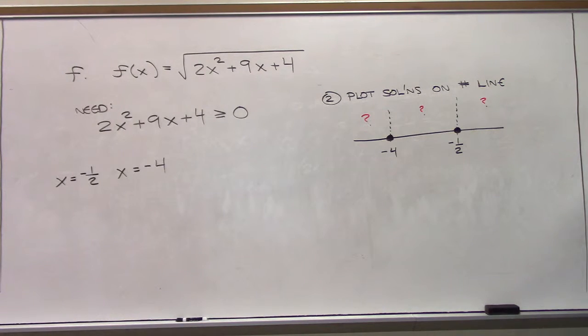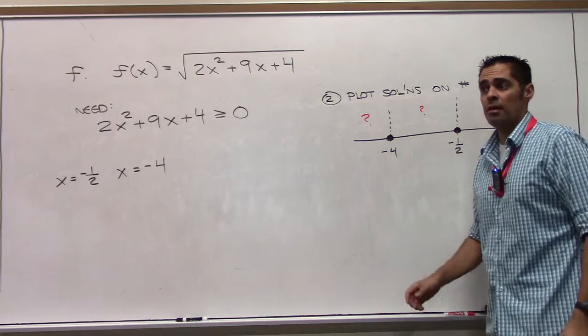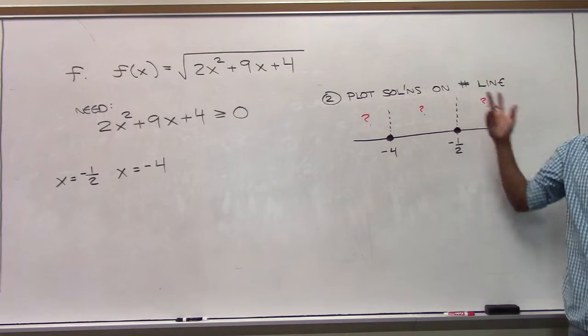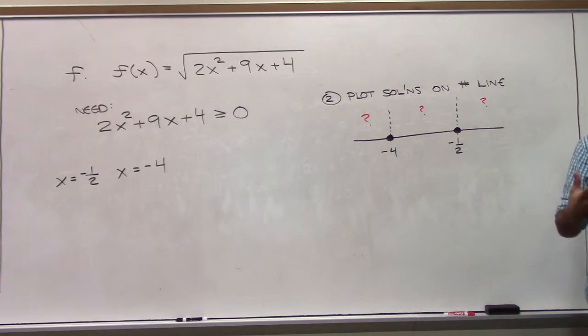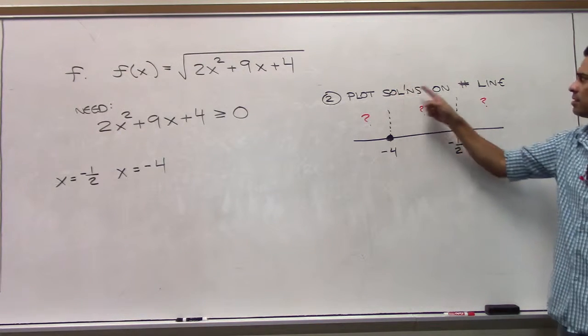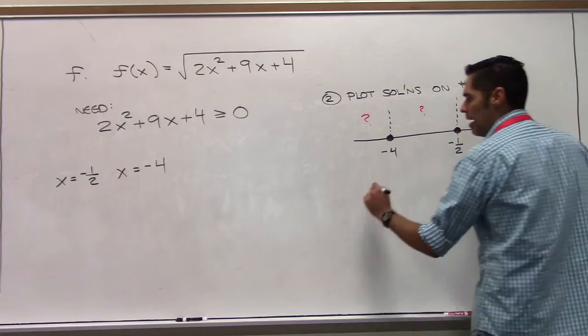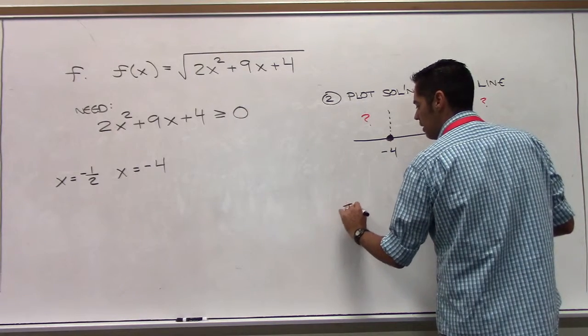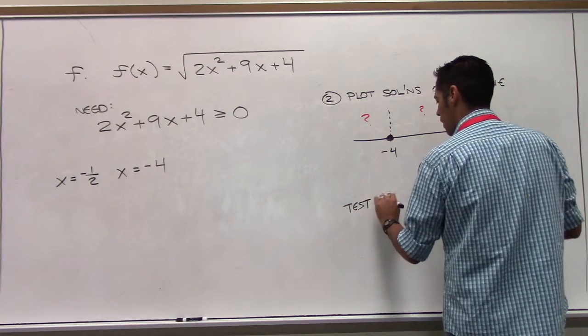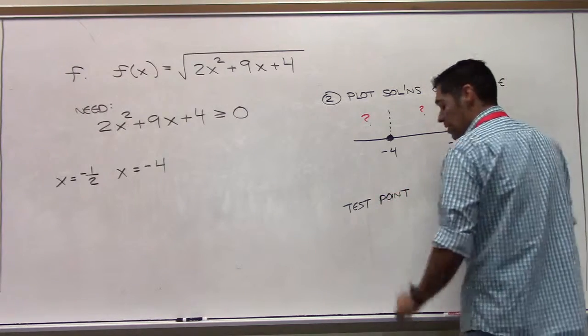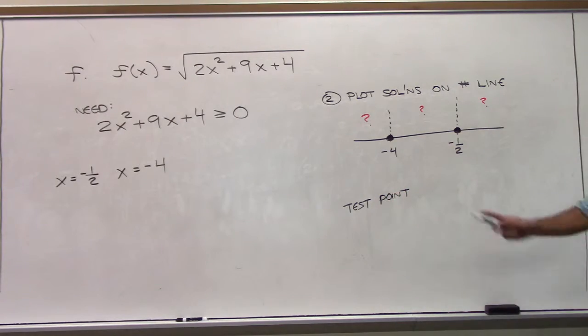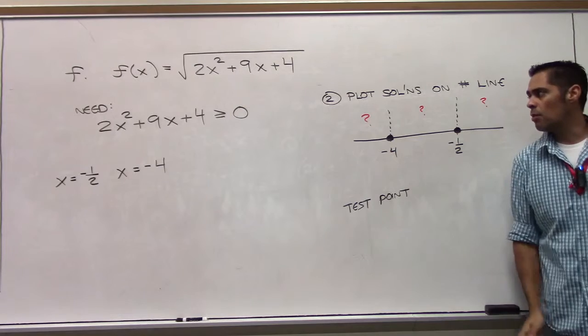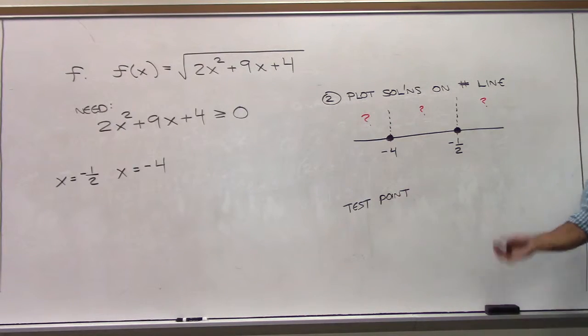Well, there's really only one way to actually check to see if that's true, and that's to actually test something and see if it works or not. So we're going to plot these solutions on a number line, and then we're going to test points. So let's see. Who wants to give me a point to the left of negative 4 to check that region? Anything you want. Negative 5.